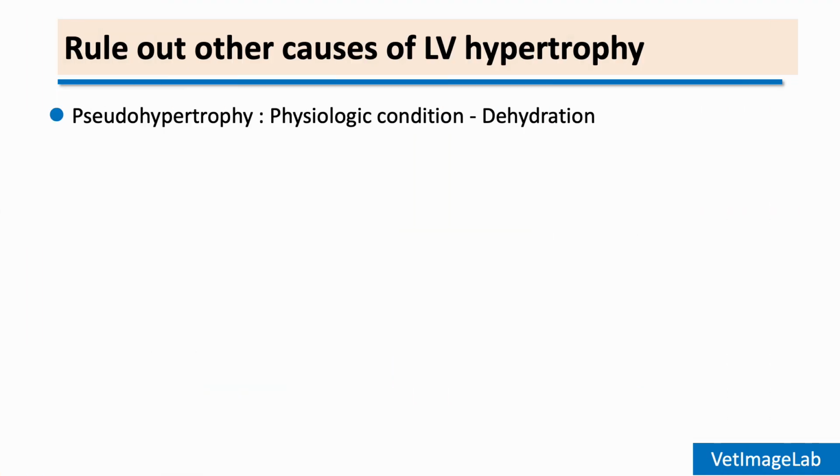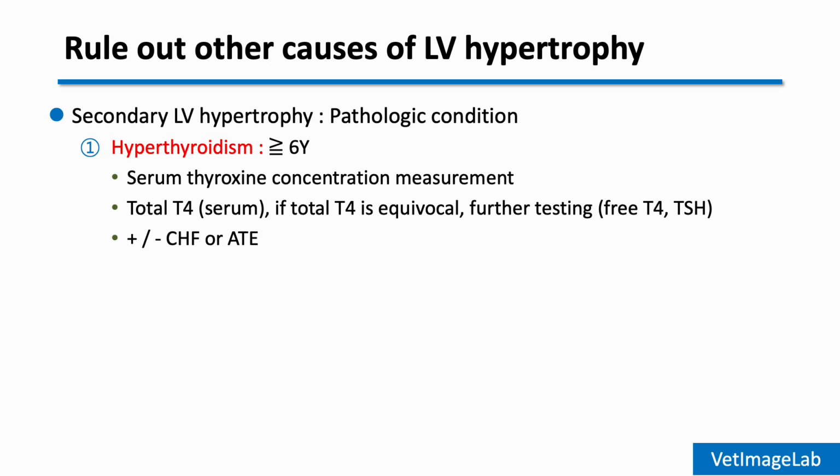Before making a definitive diagnosis of hypertrophic cardiomyopathy, it is essential to rule out other potential causes of left ventricular hypertrophy. First, let's consider pseudohypertrophy, which is not a true pathologic condition. This can occur due to dehydration, where the reduced preload makes the ventricular walls appear thicker than they actually are. Next, secondary LV hypertrophy must be considered, as it can mimic primary HCM, but arises from systemic disease.